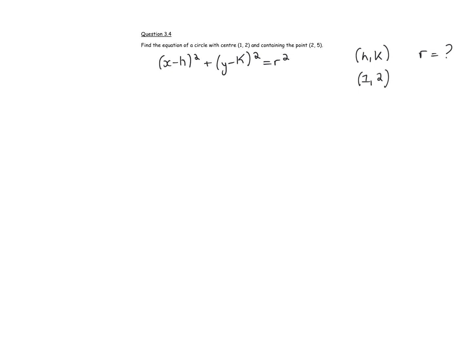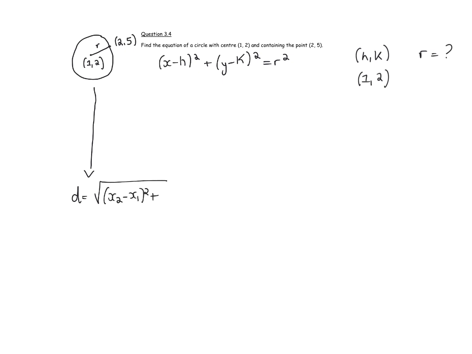And again, in this case, we don't know what the radius is. However, we're told that the centre is (1, 2), and it contains the point (2, 5). So from the centre out to the point would be the same as the radius. So we're able to find the radius of this using the distance formula. In this case, the distance is equal to the square root of (x2 minus x1) squared plus (y2 minus y1) squared.